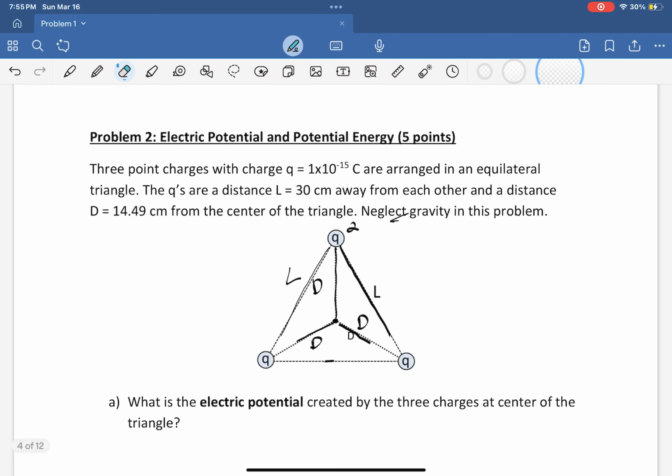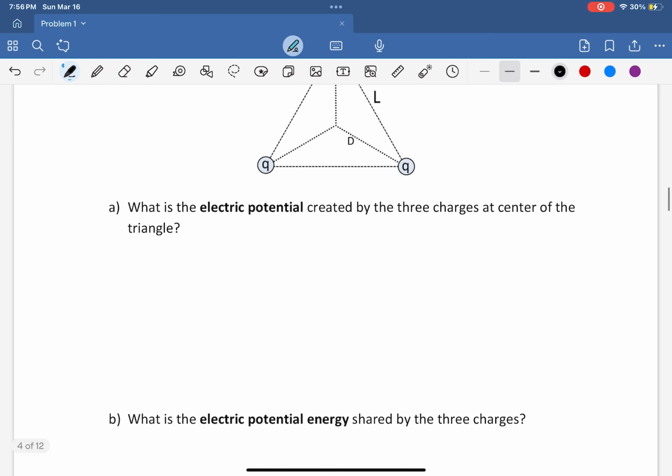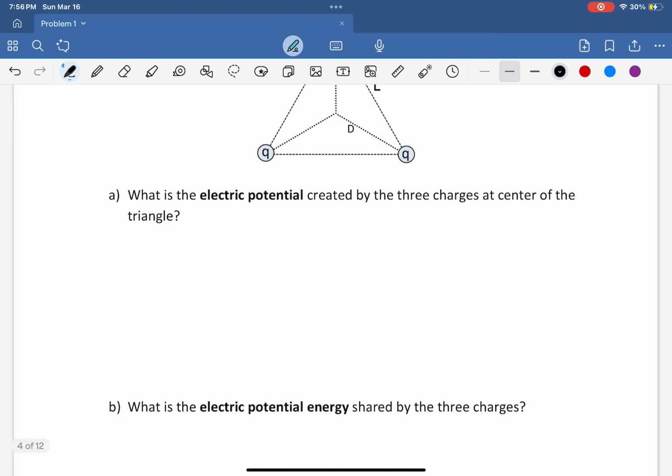Three point charges with charge Q equals 1 times 10 to the negative 15 coulombs are arranged in an equilateral triangle. The Q's are a distance L away from each other and a distance D from the center of the triangle. We're going to neglect gravity for this problem. So what is the electric potential created by the three charges at the center of the triangle?